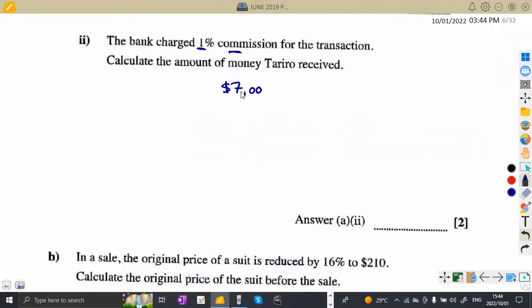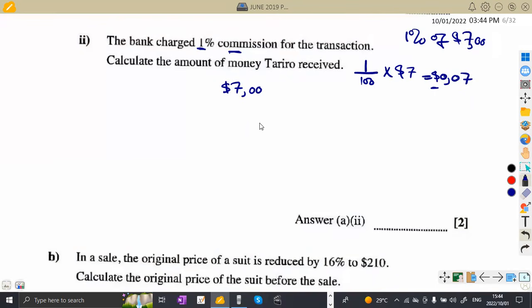So we can find 1% of this $7, which is 1/100 times $7. That is 1% of $7. These zeros are not important when you're calculating, so you can remove this part and just work with this. So 1/100 times 7, as you can see, is going to give us 0.07. So make sure that you multiply properly on your calculator, dollars. So that's 1% of $7. This is what they're going to take as their commission.